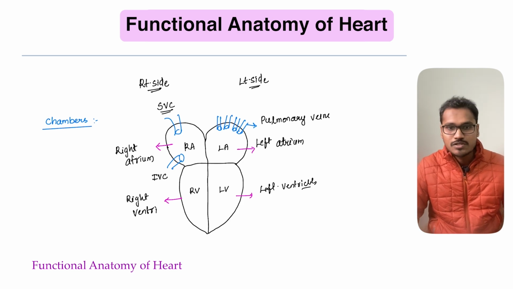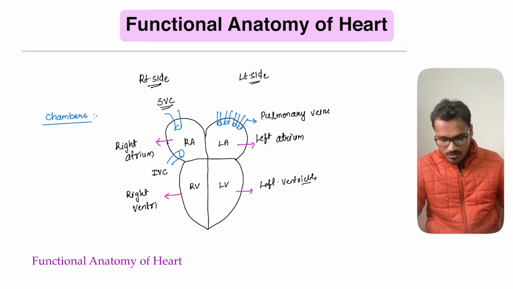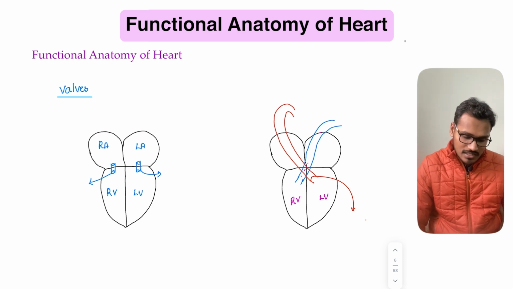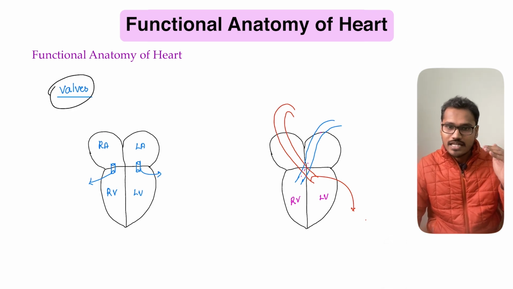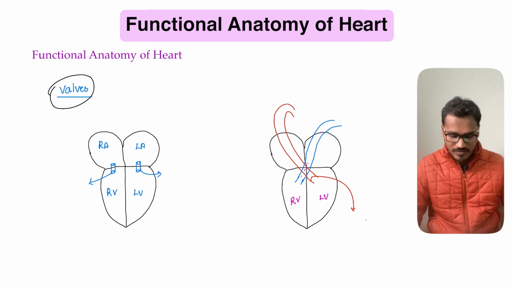So these are the inputs. From the right atrium, blood goes into the right ventricle, and from the left atrium, it goes into the left ventricle. Coming to the valves of the heart, there are various valves in the heart. There is a valve which connects the right atrium and the right ventricle.